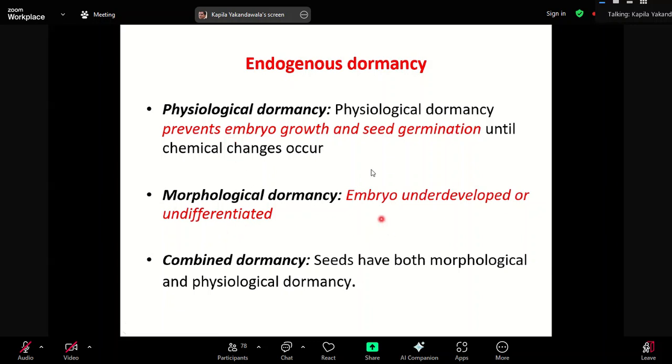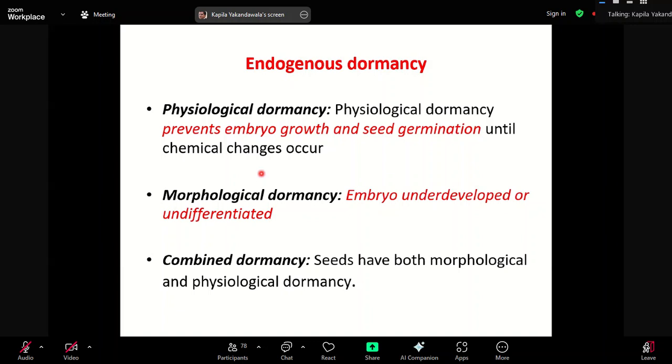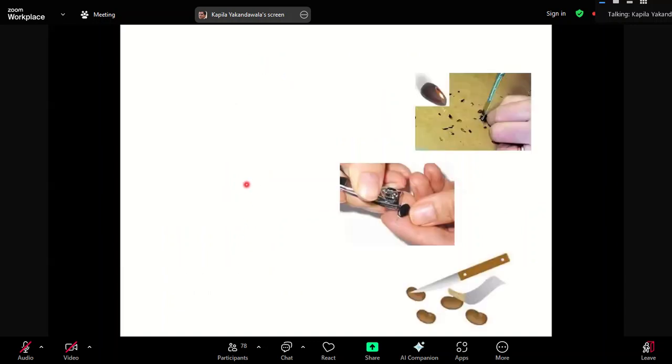Then, morphological dormancy: the embryo may be underdeveloped or undifferentiated. So, you will not be able to rectify it because the embryo is not developed. Combined dormancy means a combination of both morphological and physiological. So those are the three categories of endogenous dormancy. We discussed three categories of exogenous dormancy, outside factors to the embryo, and three factors within the embryo: physiological, morphological, and combined.